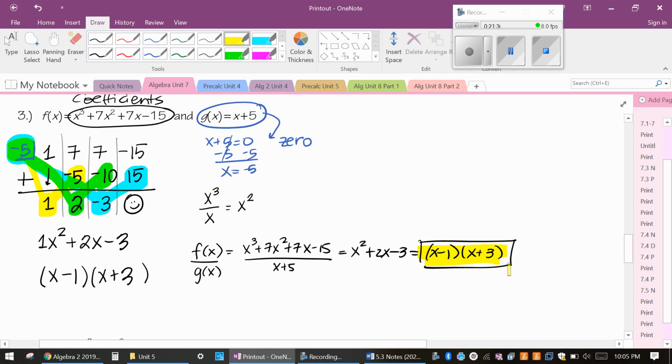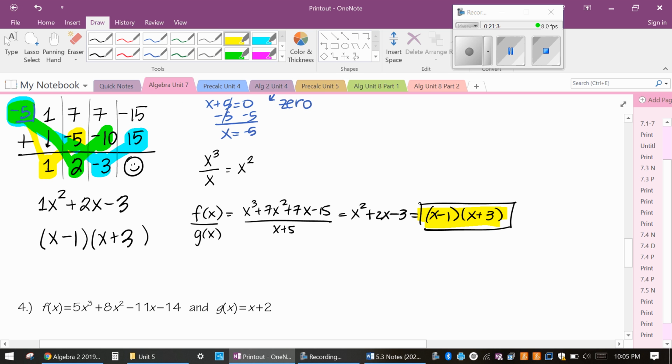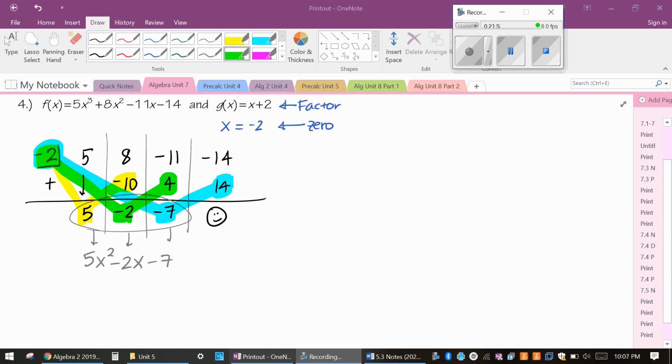Okay, I want you to pause the video and try this last problem by yourself. Push play when you're ready to check your answer. Please do not cheat. Really try number 4 by yourselves before watching the video. Look back at your steps to help you remember what to do. Okay, how did you do?